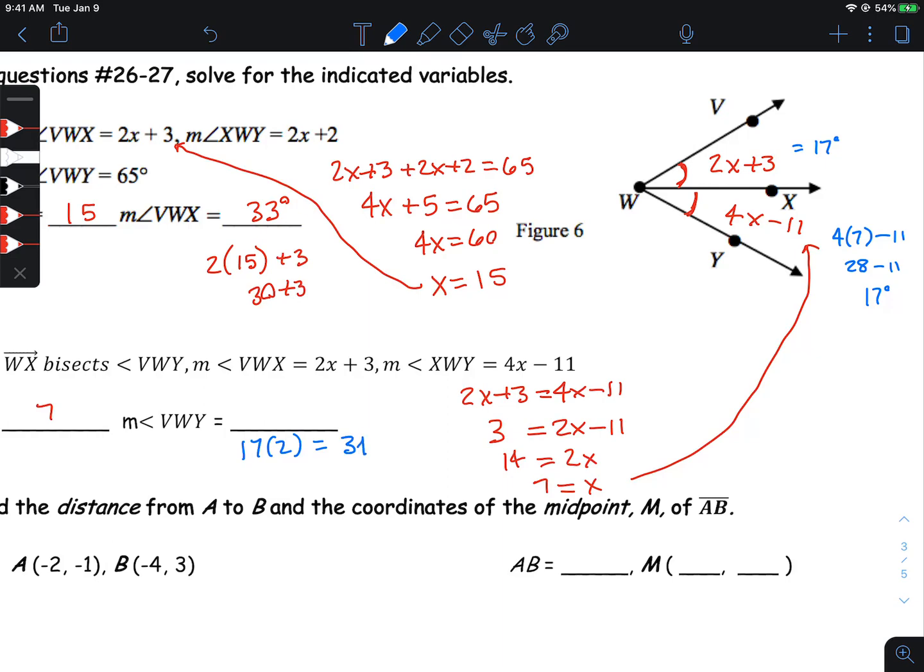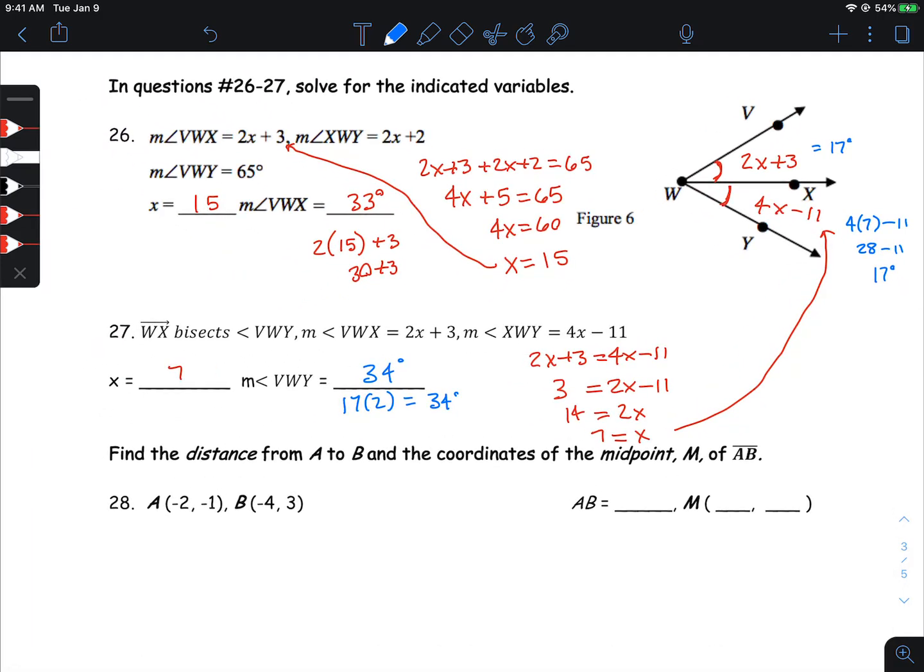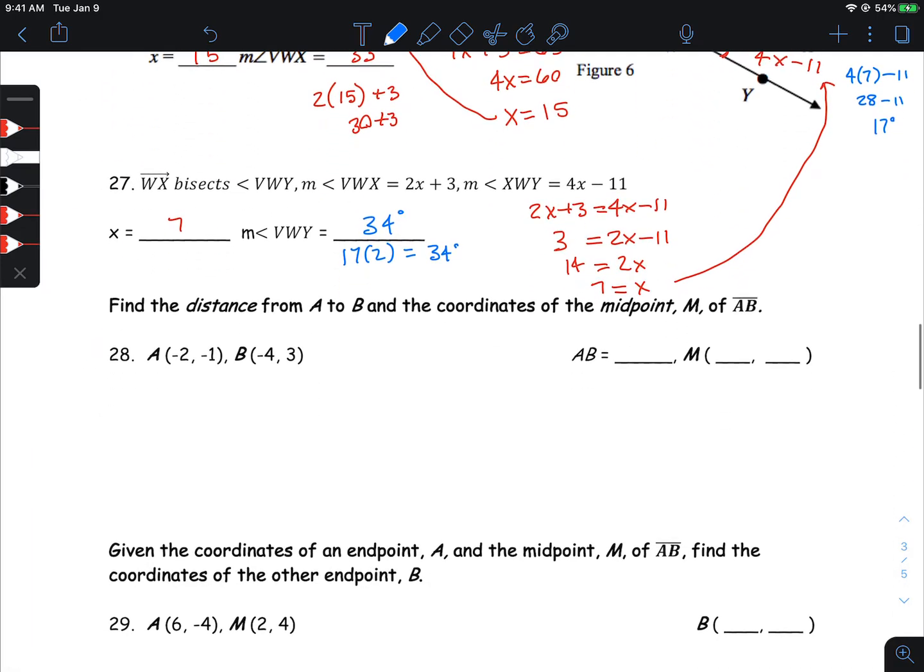34. Struggling with my arithmetic here. But yep, 34 degrees right there, and then you'd be good. So that is that there. Okay, a couple more here on this page.